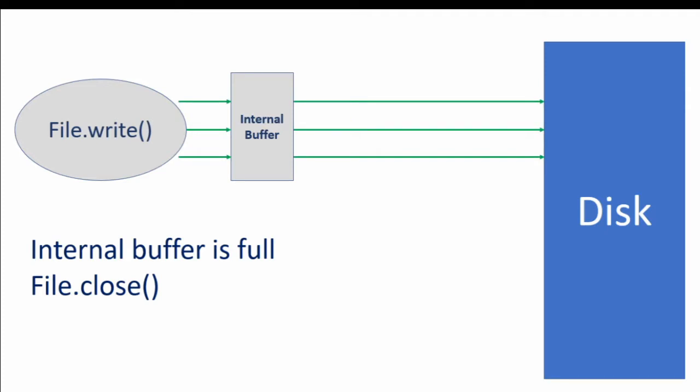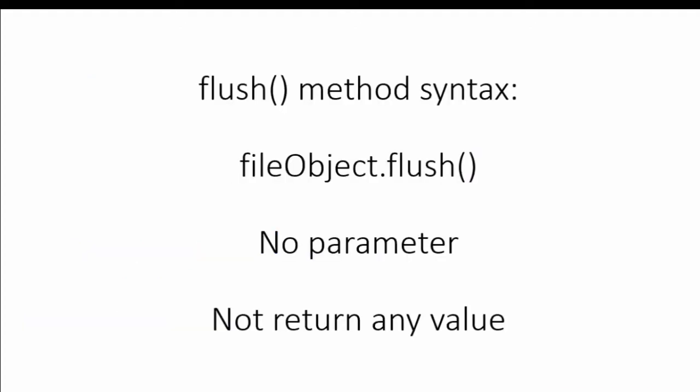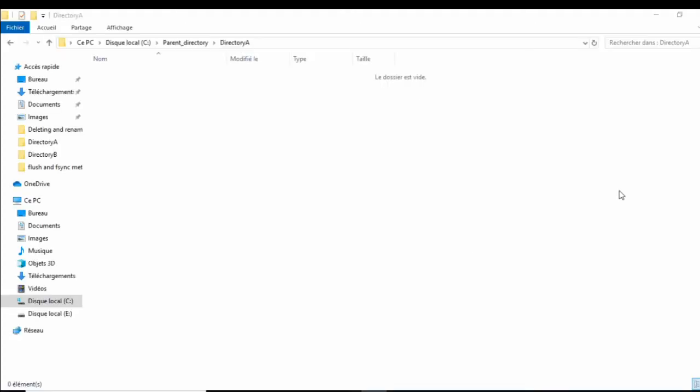the buffer. So if for any reason we can't wait for these two reasons to occur, and we want the data to be flushed at time t during the program execution, we can do it by using the flush method. The syntax is pretty simple. It's file object dot flush, open and closed parentheses. It has no parameter and will not return any value. So let's see some examples.